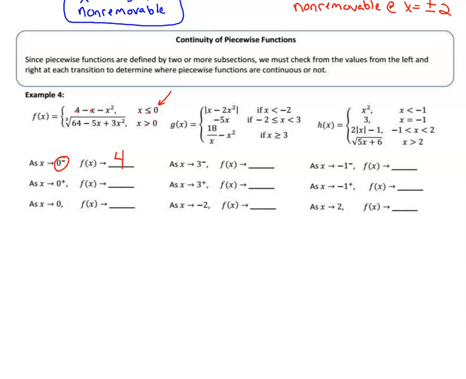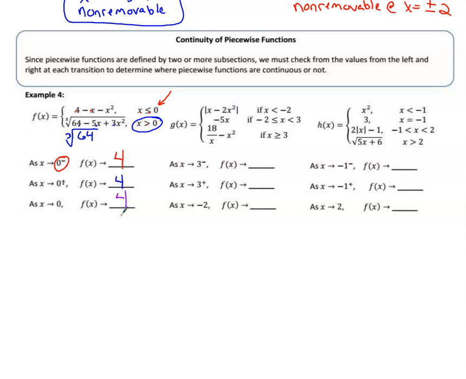From the right means check numbers bigger than 0, which is the second row. So I plug in 0 here, sorry. 64 minus 0 plus 0 is 64 inside the cube root. The cube root of 64 is 4. So from the left was 4, from the right was 4. So overall, as x goes to 0, from the left we get 4, from the right we get 4. So overall at 0, we are approaching 4 from both sides.